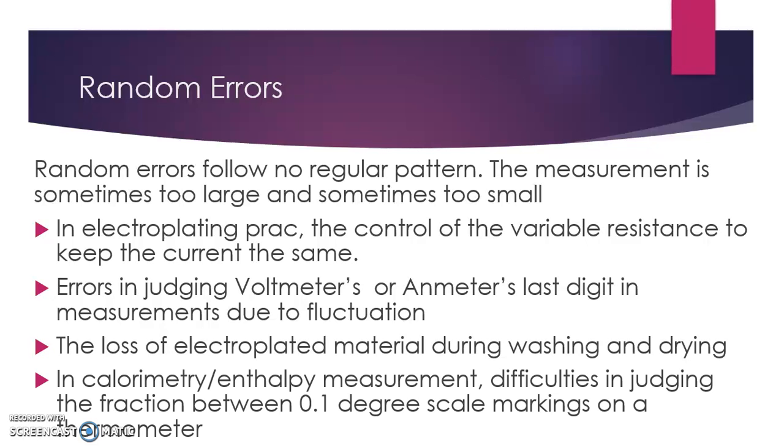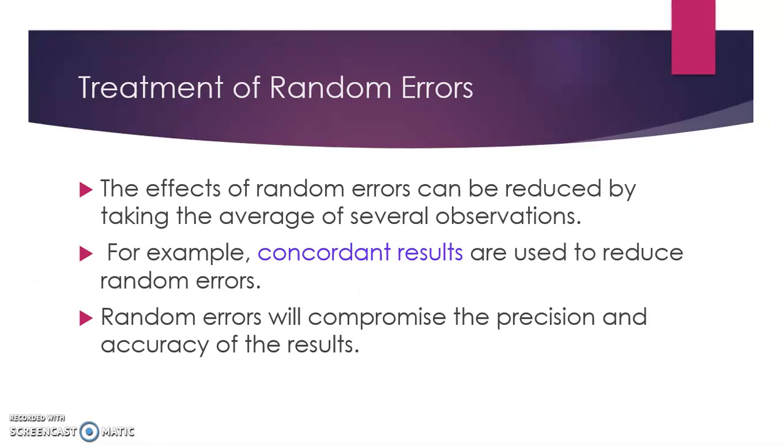Okay? Or in calorimetry or enthalpy measurement, the difficulties in judging the fraction between 0.1 degree scale markings on the thermometer can also introduce random errors. So the effect of random errors can be reduced by taking the average of several observations. For example, in titration, we require concordant results to reduce random errors. Random errors will compromise both the precision and accuracy of the results.